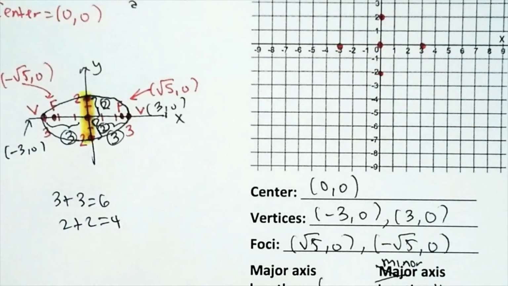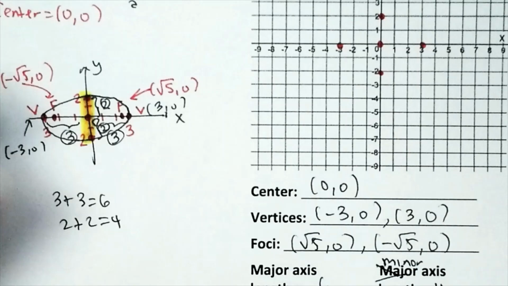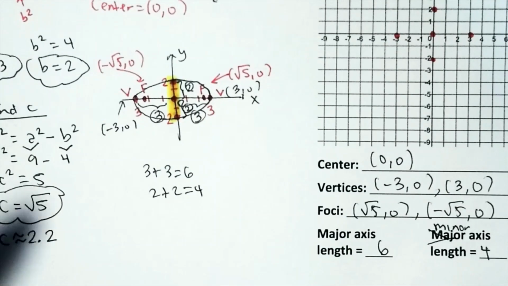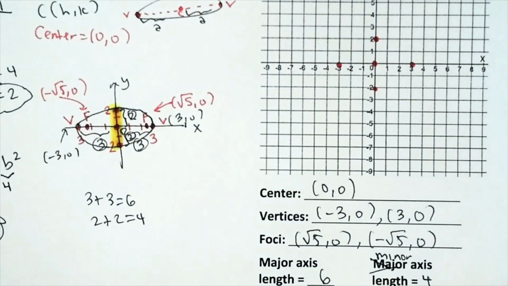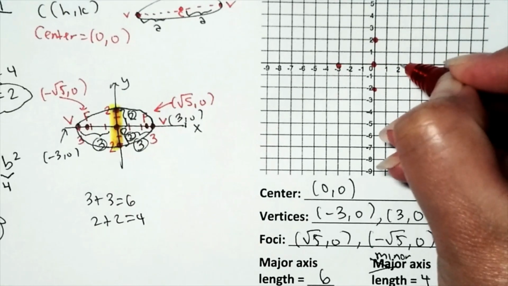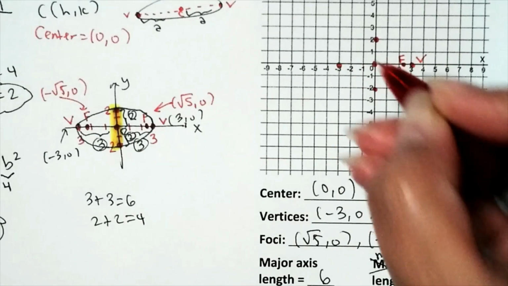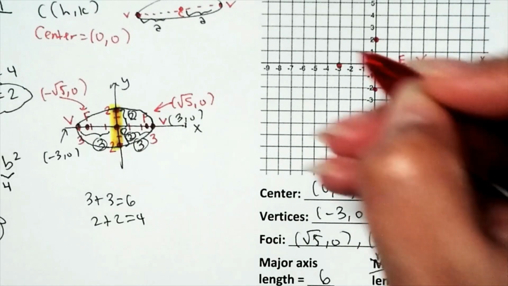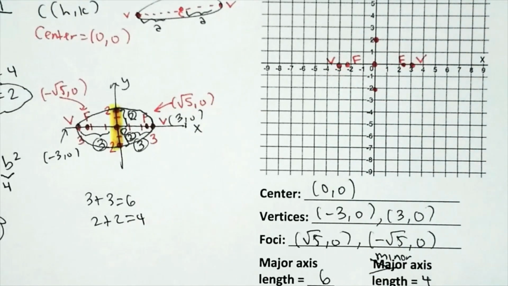Okay, we are asked to include the coordinates of the foci. We had said they were (√5, 0), which I have no idea what that is, but the decimal approximation was 2.2. So one of the foci is at (2.2, 0). Let me go ahead and put my F. I'll put V while I'm at it. And the other one is at (-2.2, 0). Go ahead, put F and then V. All right, so I think we're good to go.